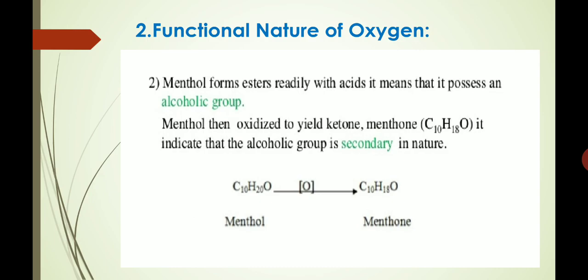Menthol forms esters readily with acids. It means that it possesses an alcoholic group. Now we have to establish whether the alcoholic group is primary, secondary or tertiary. So we subject it to oxidation, and menthol when oxidized gives a ketone that is called menthone, and the molecular formula is C10H18O. It indicates that the alcoholic group is secondary in nature. Here in this reaction we can see that when menthol is subjected to oxidation we get the ketone menthone.